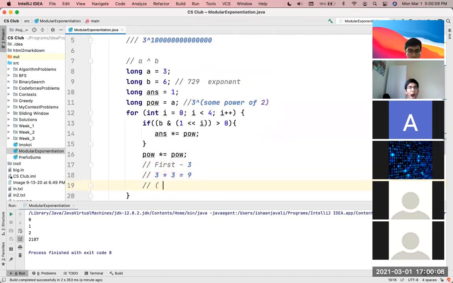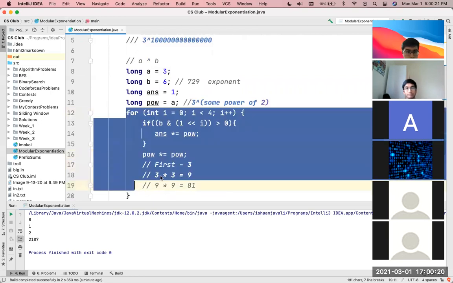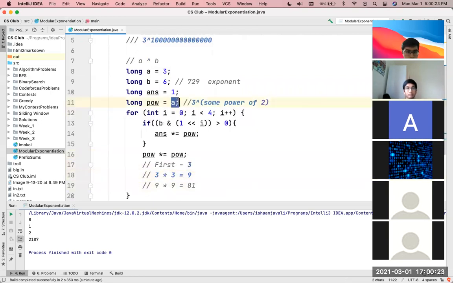And then it'll be 9 times 9, which is 81. And the reason it's going to be this is because you can see here we're multiplying it by itself. So I hope everybody understands this part. We're just taking pow, and each time we go through the loop, we're multiplying it by itself. So it starts off at 3, then we multiply it by itself, it becomes 9. We multiply by itself, and it becomes 81.